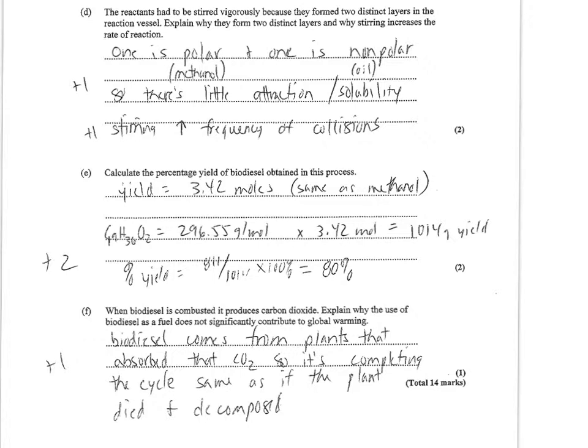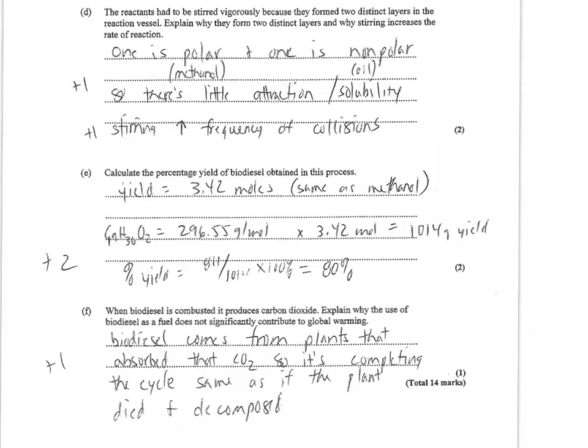E, calculate the percentage yield of biodiesel obtained in this process. Well, I'm going to have 3.42 moles yielded since it's in a 3-to-3 or 1-to-1 ratio with methanol, and I know I'm using 3.42 moles of methanol. And then you need to know biodiesel's formula here, which is C19H36O2, and that would give you a molar mass of 296.55. And when I multiply that by the 3.42, my theoretical yield would be 1,014 grams. So then when I divide my actual yield by the theoretical, I come up with an 80% yield, which is really high.